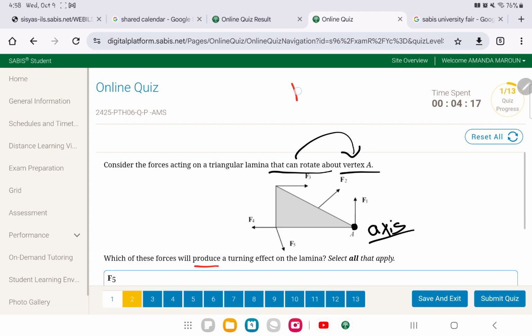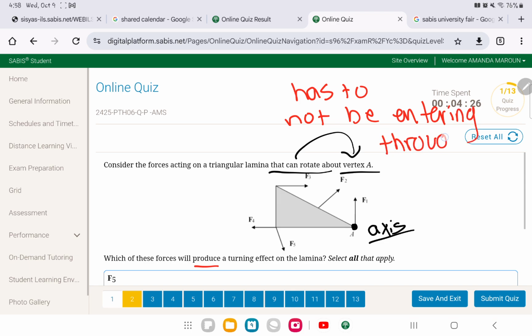For produce, the force has to not be entering through the axis. As long as it doesn't enter through the axis, we will see how we prolongate or elongate the force, and we will see if it enters the axis or not. So let's start with force 1. Directly, force 1, we see it is in the axis. So force 1 does not do a rotation. It does not produce a turning effect.